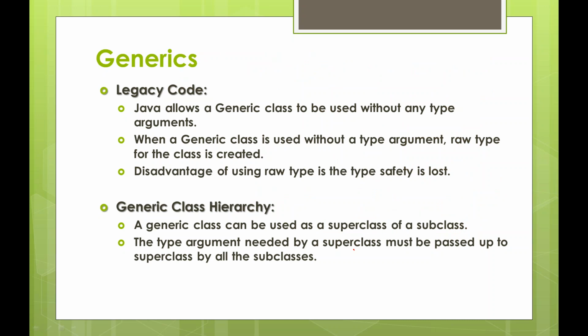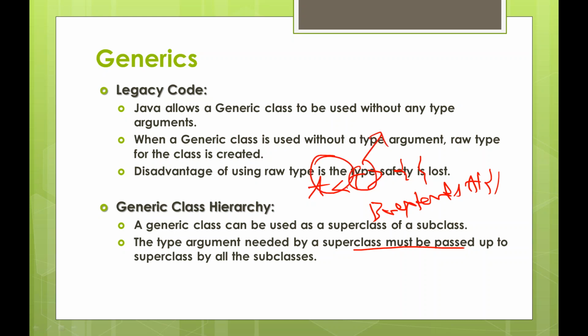In what way? Say, for example, you have a generic type A and B extends A. Whatever the type information, the type parameter that a superclass takes, that has to be passed to the superclass. There is no other way, no other workaround for that. You have to pass that type information to the superclass. Then only will you be able to create the superclass object.